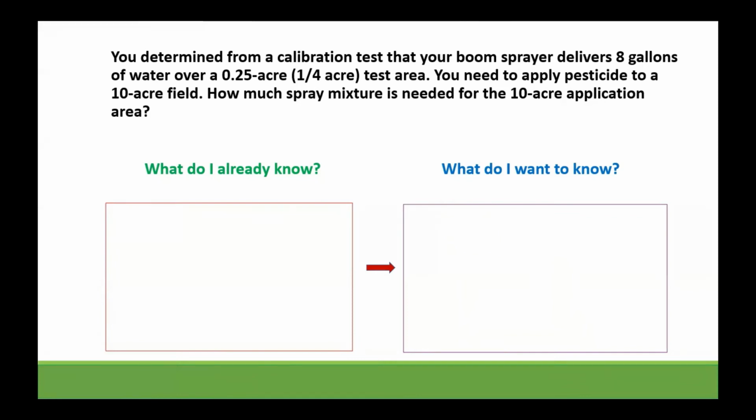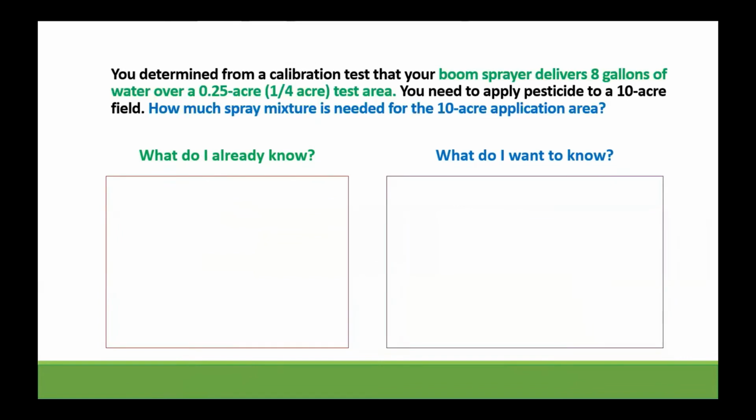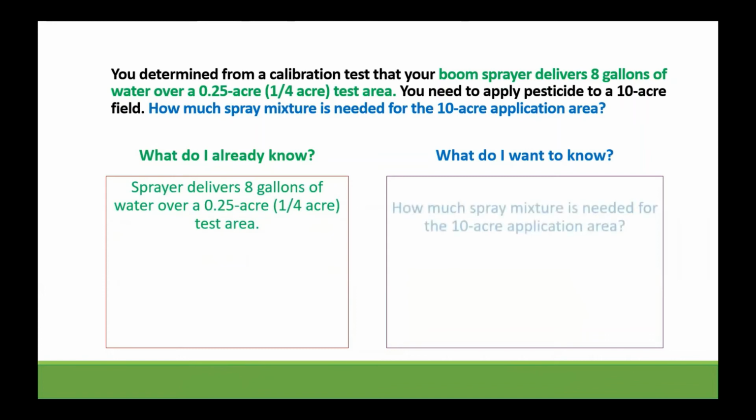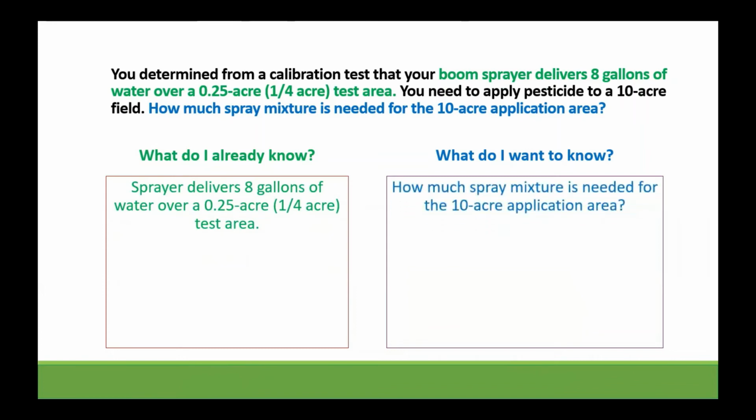Start by creating 2 columns. What do I already know? And what do I want to know? Now you can start sorting through the information in the paragraph. For example, you know that your boom sprayer delivers 8 gallons of water over a 1/4 of an acre test area. Now put that information in your first column under what you already know. Ultimately, you want to know how much spray mixture is needed for the 10-acre application area. Move that down to what do I want to know.